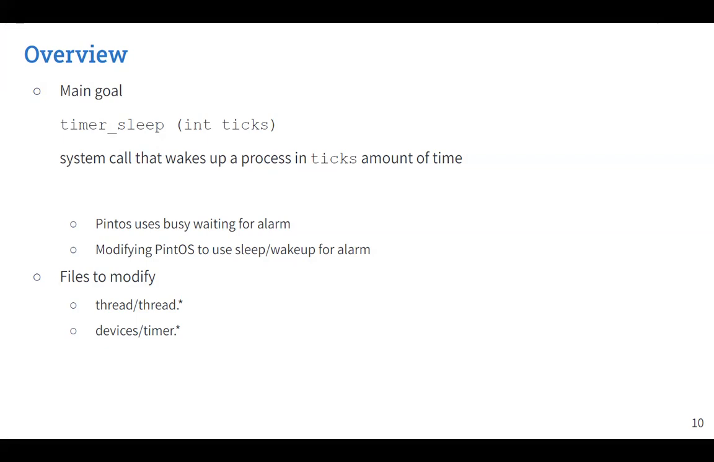Right now, the vanilla Pintos code that we gave to you uses busy waiting for this alarm. Your task for this part of Pintos is to modify the timer_sleep function and other necessary functions to use a sleep and wake up form of alarm. The files to modify for this part are in the threads directory, thread.c and thread.h, and also in the devices directory, specifically timer.c and timer.h.